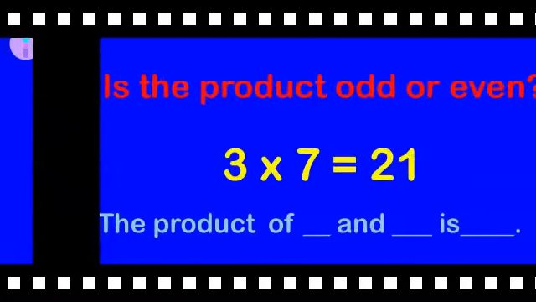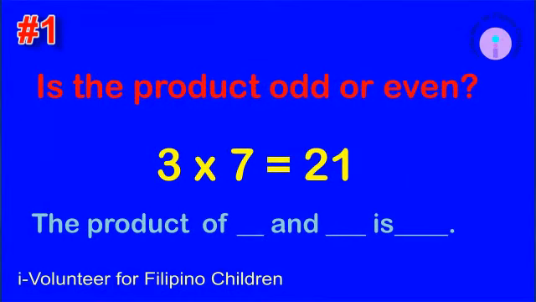Item number 1. Is the product odd or even? Product of 3 and 7 is odd. Kindly repeat.